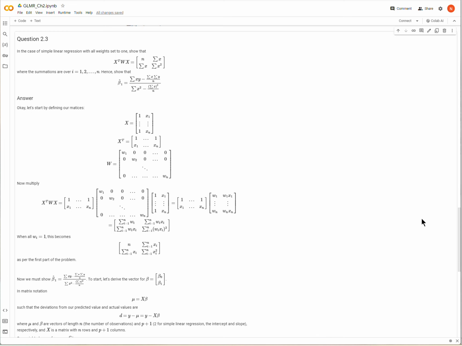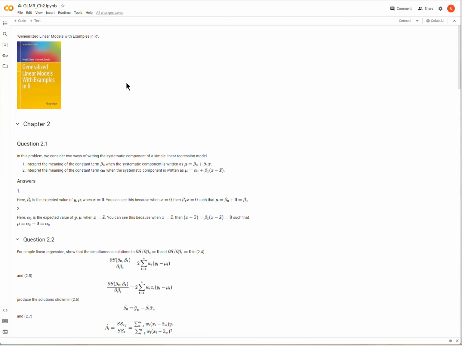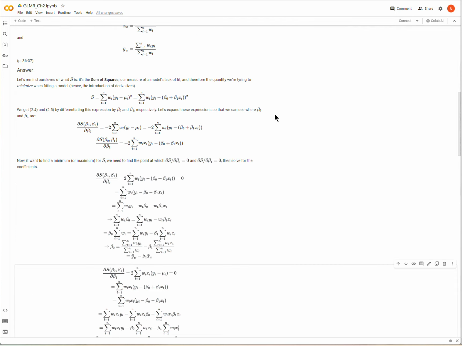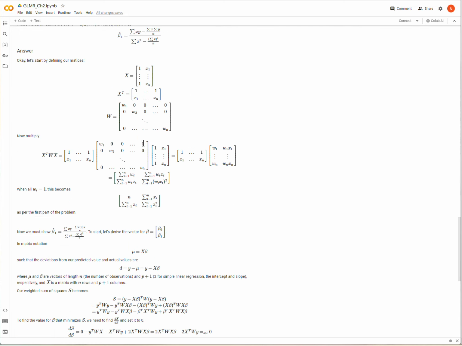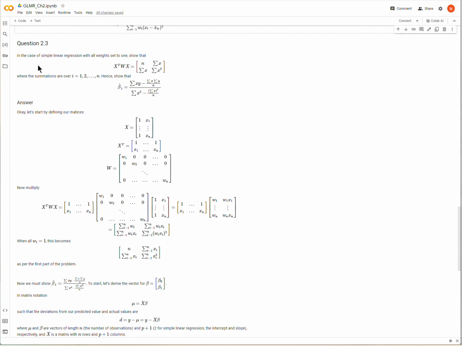All right, so we are in this book right here, Generalized Linear Models with Examples in R. We're in Chapter 2, and we are on question 2.3 right here.